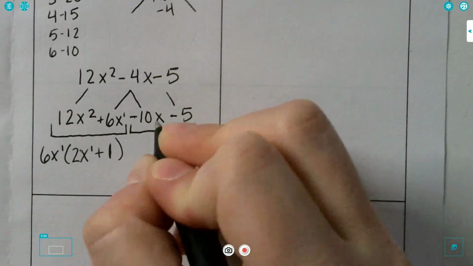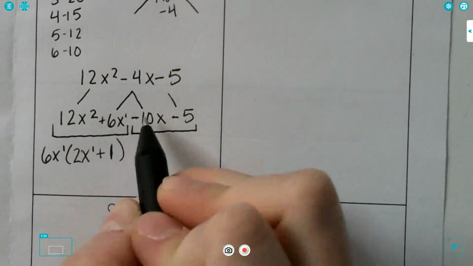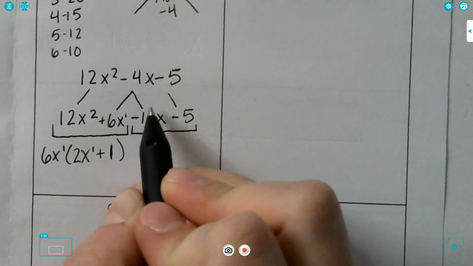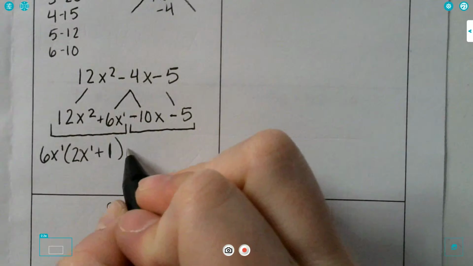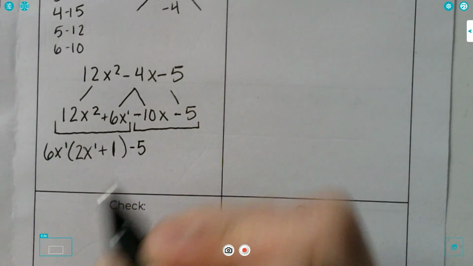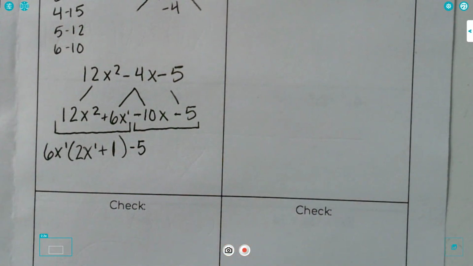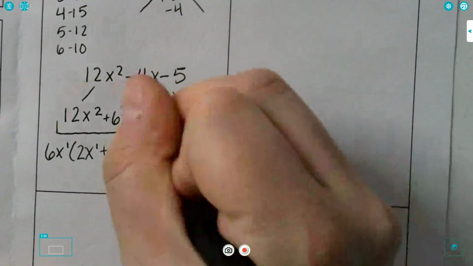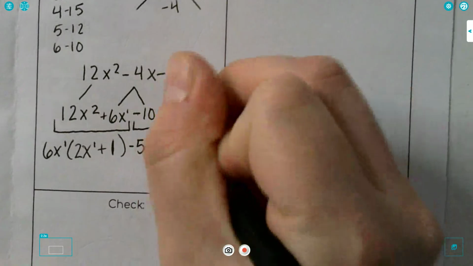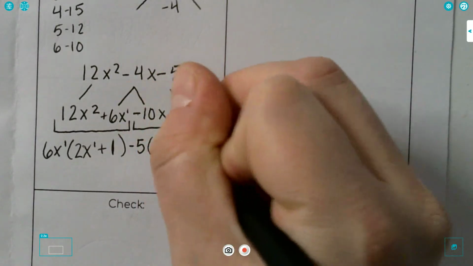But I need to leave behind positives, and my first, second, third term is negative. If your third term is negative, that's the only time you're going to use a negative GCF, for that second GCF. So I'm going to divide out negative 5. Negative 10x divided by negative 5 is 2x. Negative 5 divided by negative 5 is positive 1.